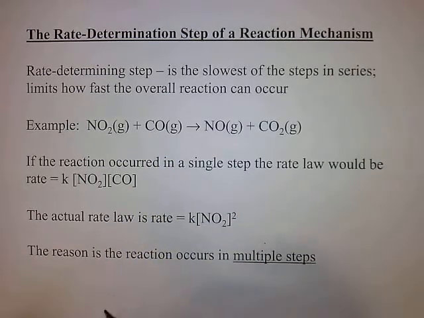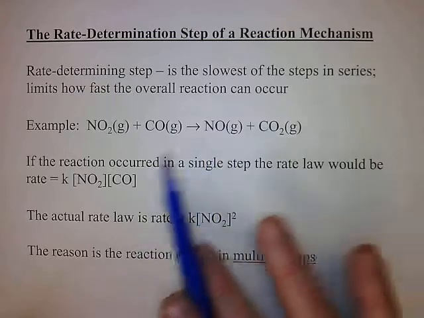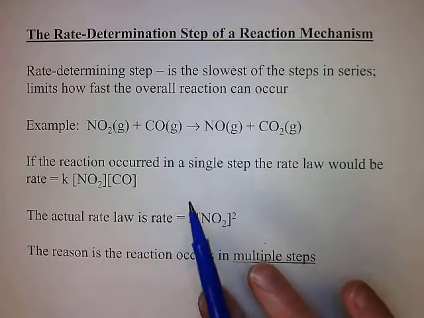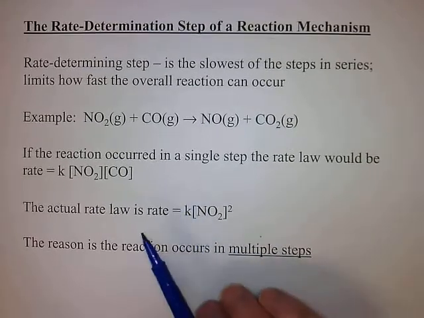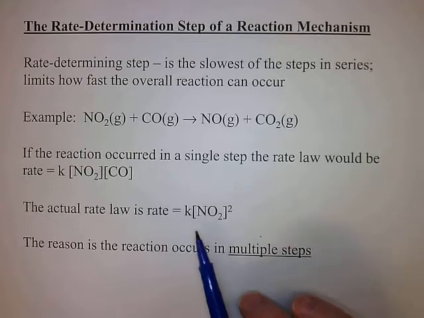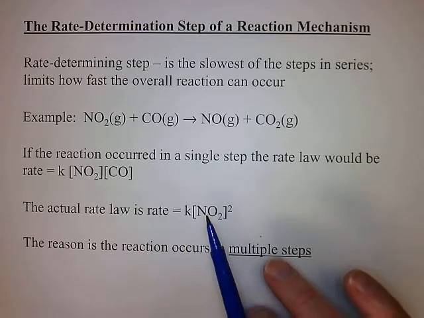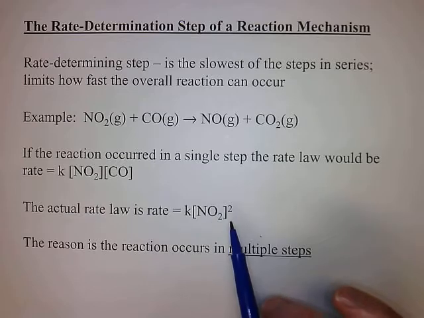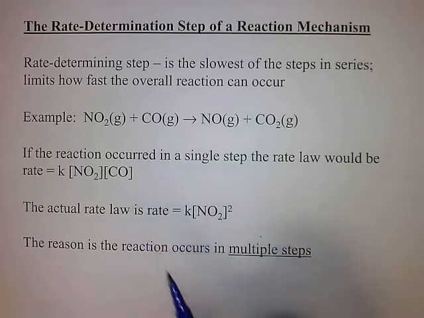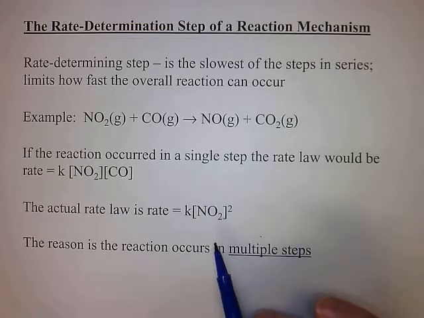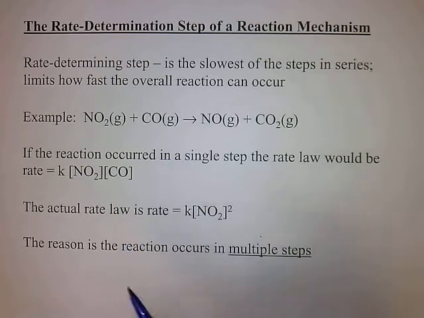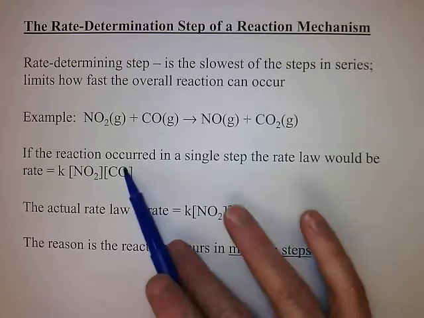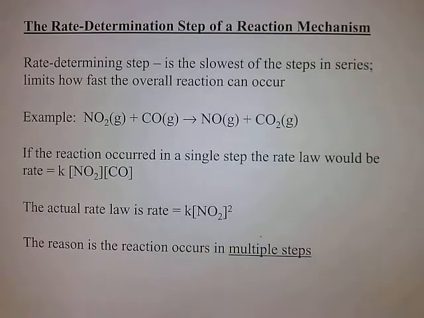But this is not what you observe. If we were to go in and study this reaction by the method of initial rates, what we would find out is that the actual rate law is this, that the rate is equal to some constant K times the concentration of NO2 squared. And the carbon monoxide doesn't enter into the rate law at all. So changing the carbon monoxide concentration has no influence on the rate. Only the NO2 influences the rate. Well, how can this be?